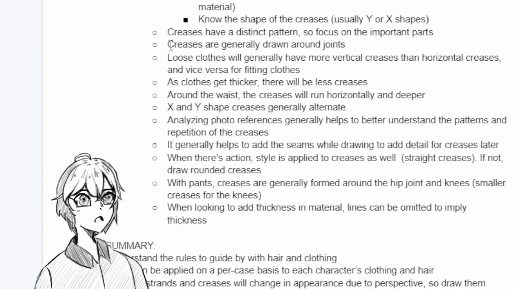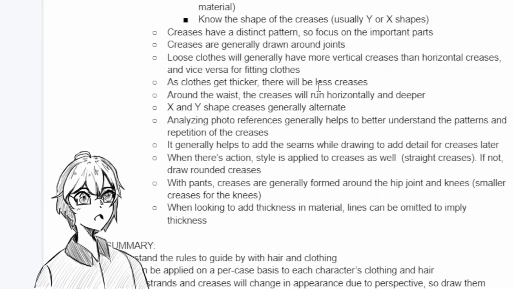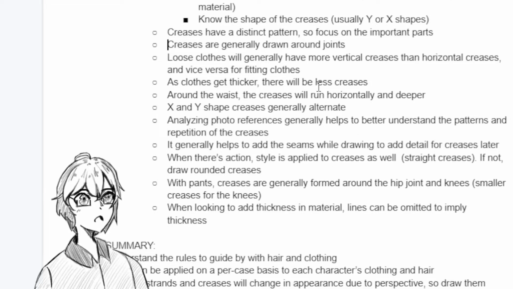Again, creases are generally drawn around joints, so shoulder, elbow, wrist, but also things like the chest, hips, knees, etc. Loose clothes will generally have more vertical creases than horizontal creases, and vice versa for fitting clothes. So really what this means is for loose clothes, you have more material moving up and down the anatomy of the character, so it's going to bunch up and bag on certain parts, and that's where the more vertical creases are going to occur, versus where if it's really tight, the anatomy underneath the clothes might actually be stretching that material, and it's going to cause a lot more horizontal creases. As the clothes get thicker, there will be fewer creases because it's more resistant to folding in general.